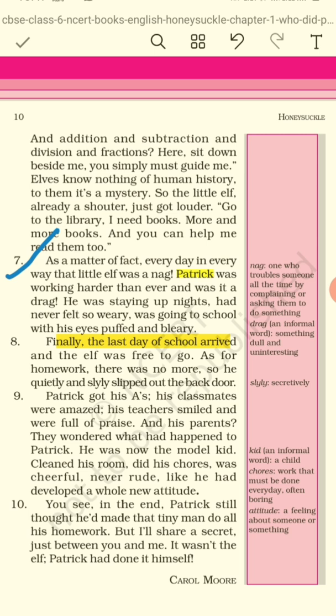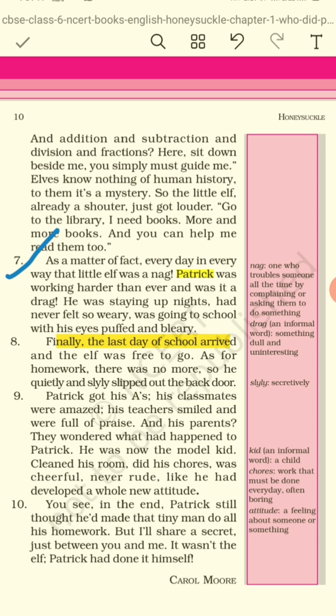You see, in the end, Patrick still thought he had made the tiny man do all his homework. So Patrick had still been thinking that all his work had been done by the elf, but in reality it was Patrick who completed everything, because he stayed up till late night, he brought a dictionary, he wrote this, he completed his maths homework. In a way, he went through lots of effort and hard work, which resulted in him getting A grades and all.